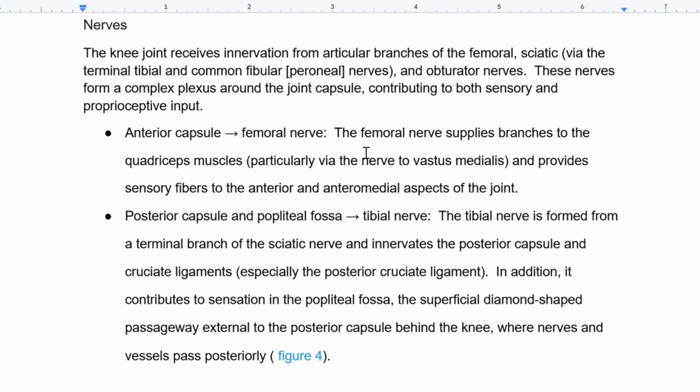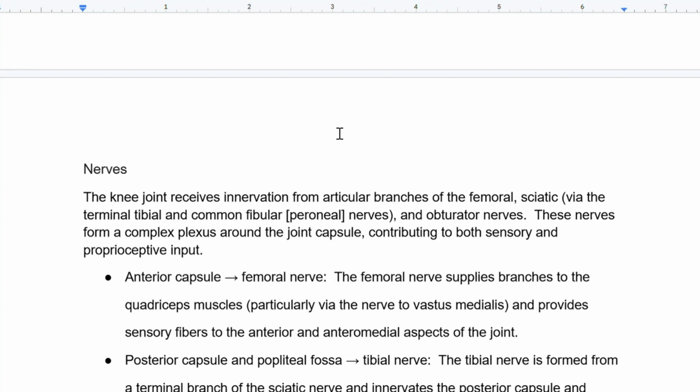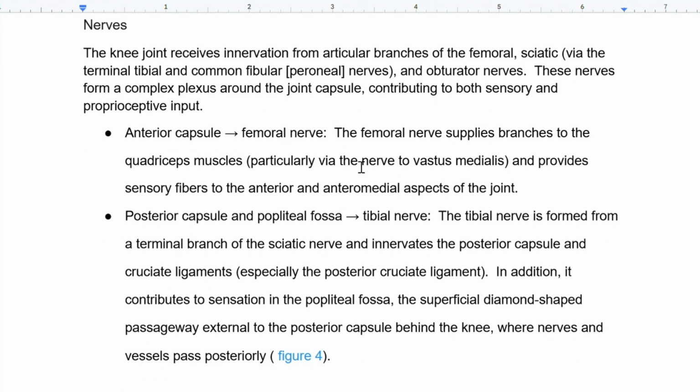Okay, so the femoral... Oh, yeah, okay. Sorry. Wait. No, yeah. Yeah, okay, sorry. I was confused about this arrow, but I think I get it.